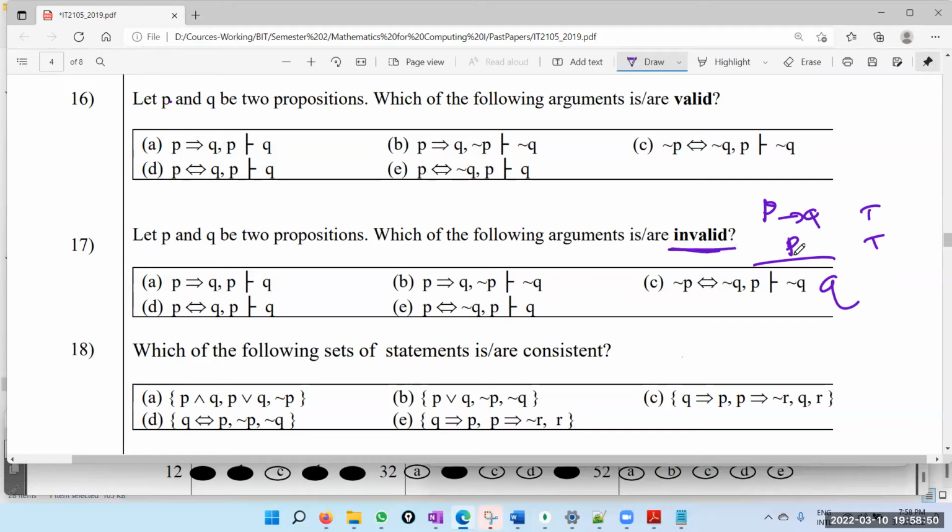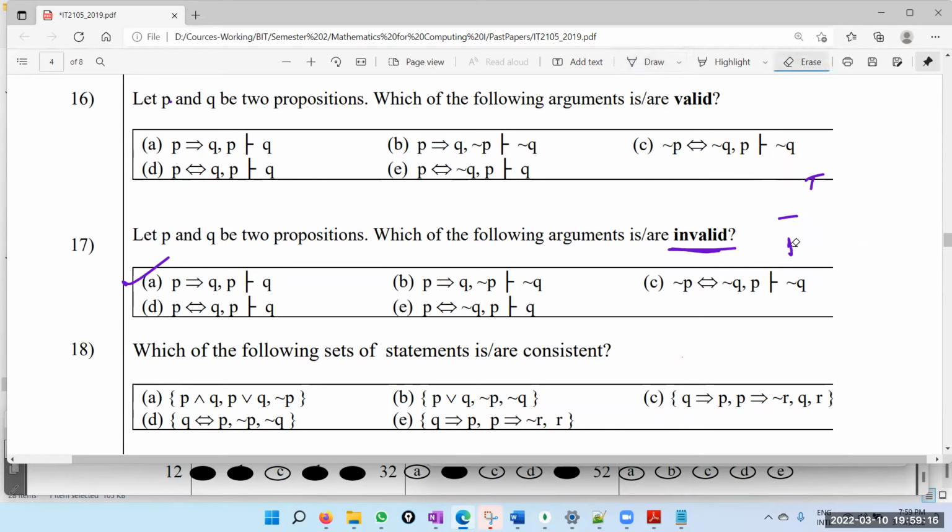Right. So P is true. When P is true, true implies Q, so Q must be true, because in the truth table, true implies false is false. So in order to make this true, Q must be true, and this conclusion says Q must be true. Correct. Right, so next one.